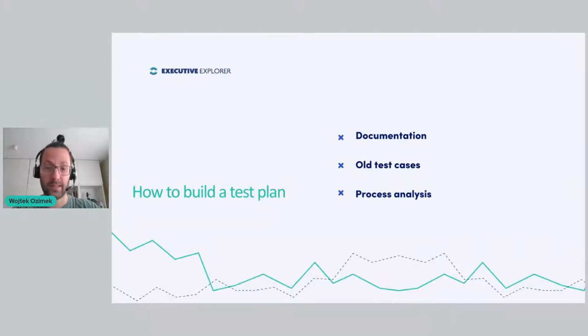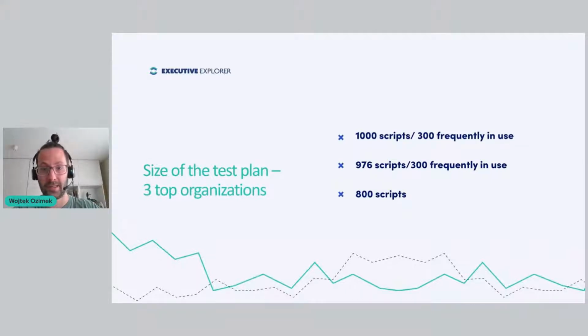But there is also another thing, and you can see here on the screen, this is actually data from our own experience, from our clients. As you may know, we are authors and leaders of the tool called Executive Automats, which is a test automation suite for Dynamics. You see the top 3 clients who are using our test automation tool, and the leader has 1,000 scripts, and 300 of them are in use frequently.